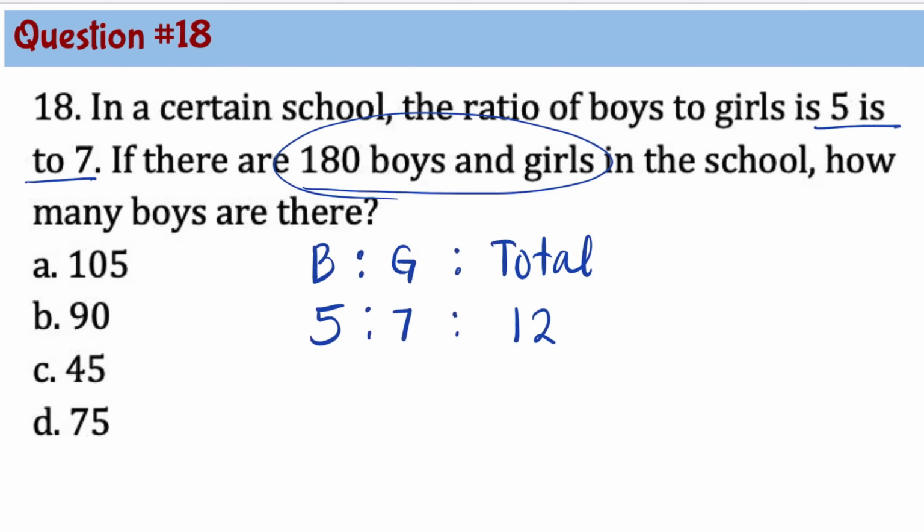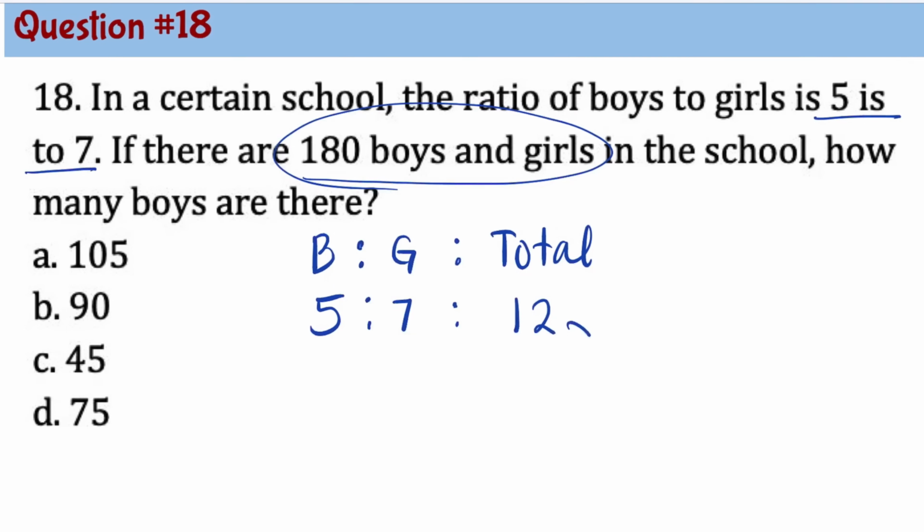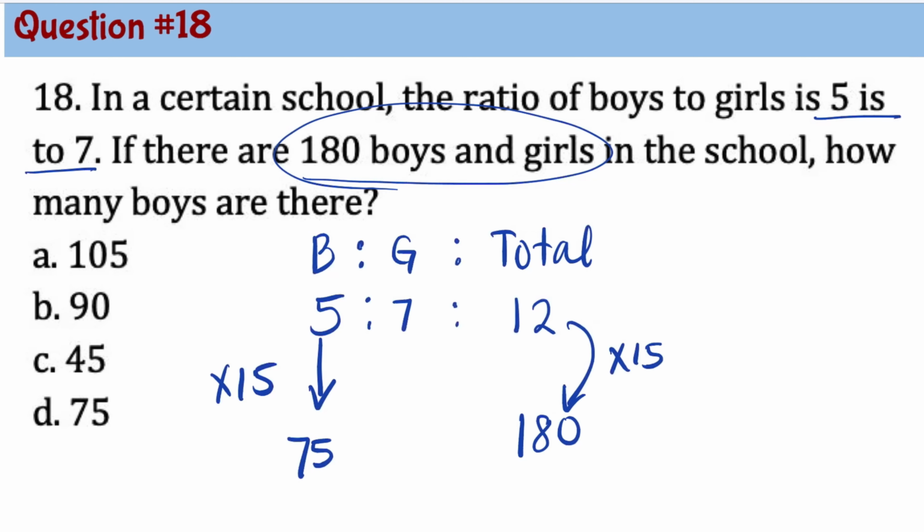The given is also 180 boys and girls combined. So what will you multiply with 12 to get 180? 15, right? That's 180 divided by 12. So you do that by the reverse, which is times 15. To get the number of boys, you simply multiply 5 by 15. 5 times 15 is 75 boys, which is what it's asking in this problem. So the answer is letter D, 75 boys. If it's asking for girls, we can also multiply 7 by 15, and that will be 105. So the answer in this problem is 75 boys.